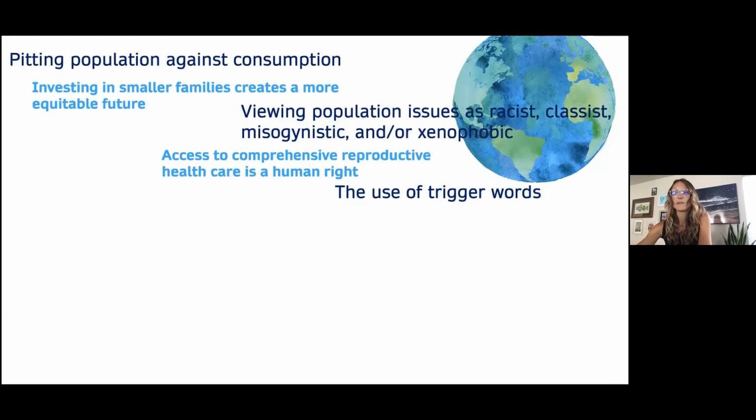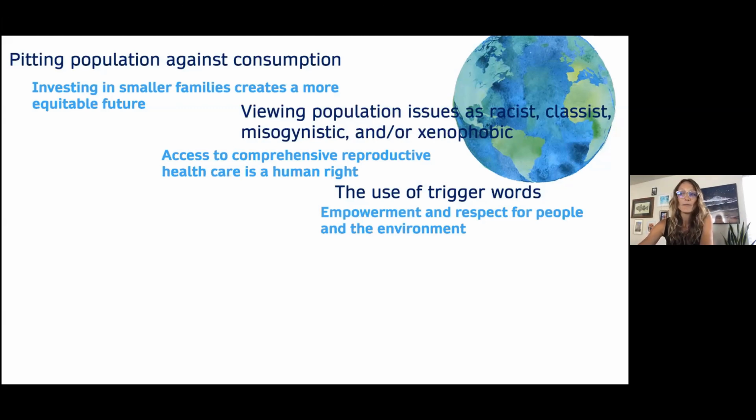Any individual or organization engaged in population issues from human rights perspectives will never promote such a coercive or inherently flawed approach. Instead, we can look at future population projections and demographic trends in terms of empowerment and respect for people, the environment, the future, and so on.